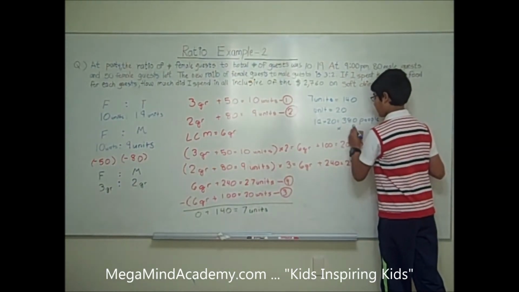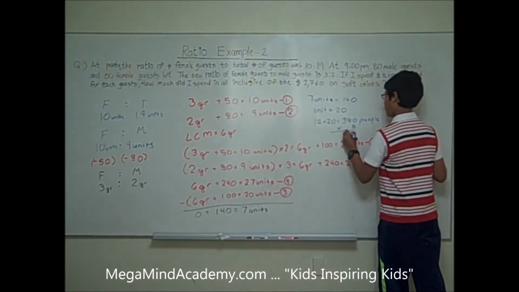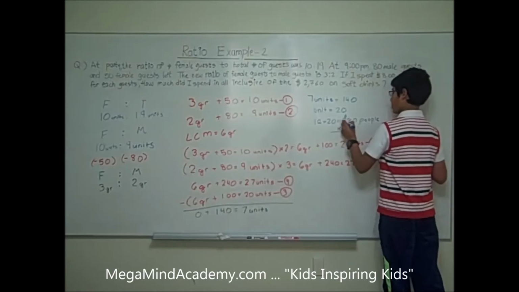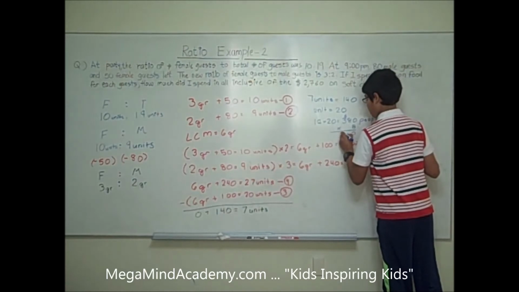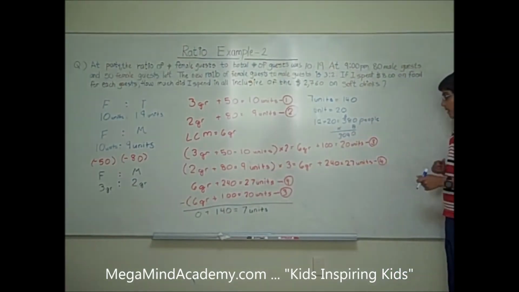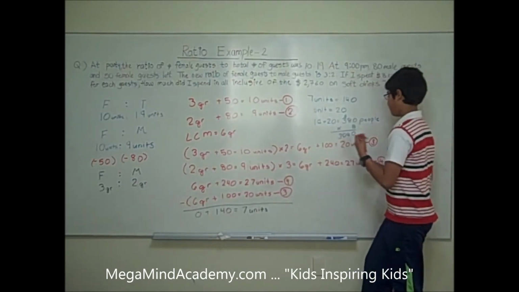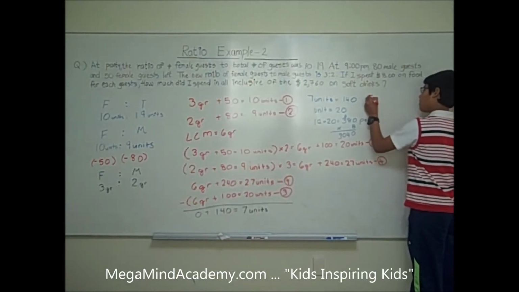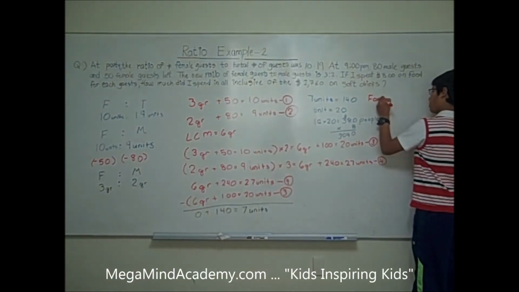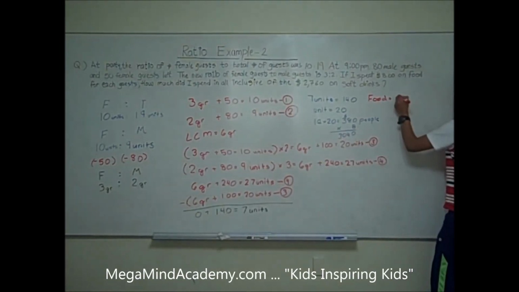8 times 0 is 0. 8 times 8 is 64. You carry the 6. 8 times 3 is 24, plus 6 is 30. And you put down 30. So I spent on food $3,040. Let's write that down. The food is equal to $3,040.